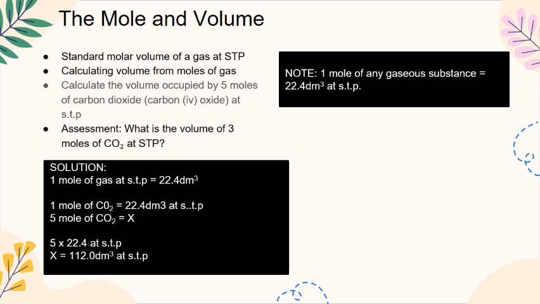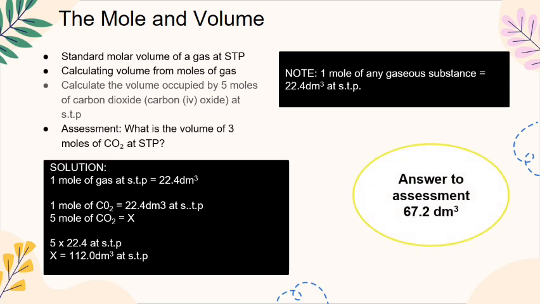Now it's your turn to try the assessment. Quickly pause this video and calculate the volume of 3 moles of CO2 at STP. Check your answer. Okay, 67.2 dm cube. Alright, we are moving forward to the next step.